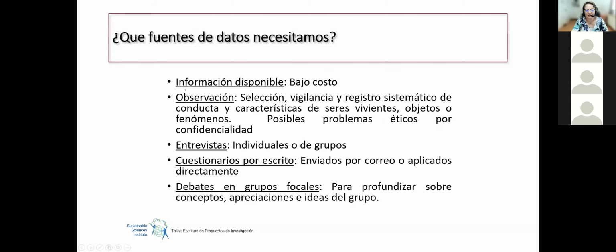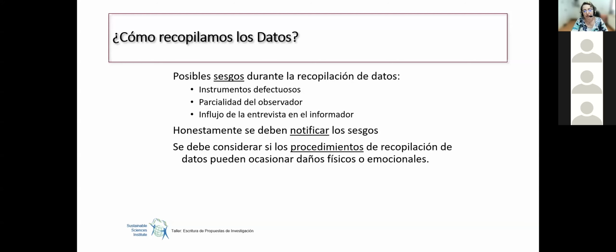Well, data sources can be variable. We have available information, which is low cost information. We have observation techniques that are used in social sciences. We can see whether a participant or a non-participant, we have to consider the ethics, whether I am studying or observing facts in a blind manner without the informed consent of the subject. I need to communicate these processes. We can have different approaches and techniques like interviews, individual or focal groups, written questionnaires that are related to the third subtitle. How will I gather information for my research project?